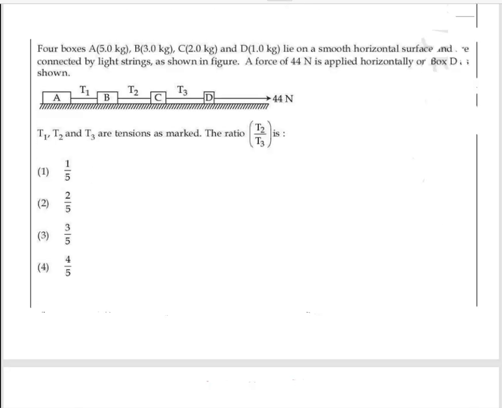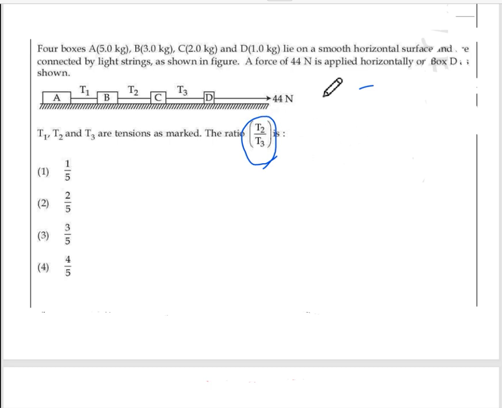It's saying there are 4 boxes. So the 4 boxes are A, B, C, D, as shown in the figure, and the masses are given as 5, 3, 2, 1 kg. They are on a horizontal surface and are connected by light springs as shown in the figure. The force acting on the object is applied as shown in the figure. So the question is saying we have to find T1, T2, T3, and last we have to calculate the ratio between T2 and T3. So first, as the object is applied by the force of 44 Newton, it is moving.